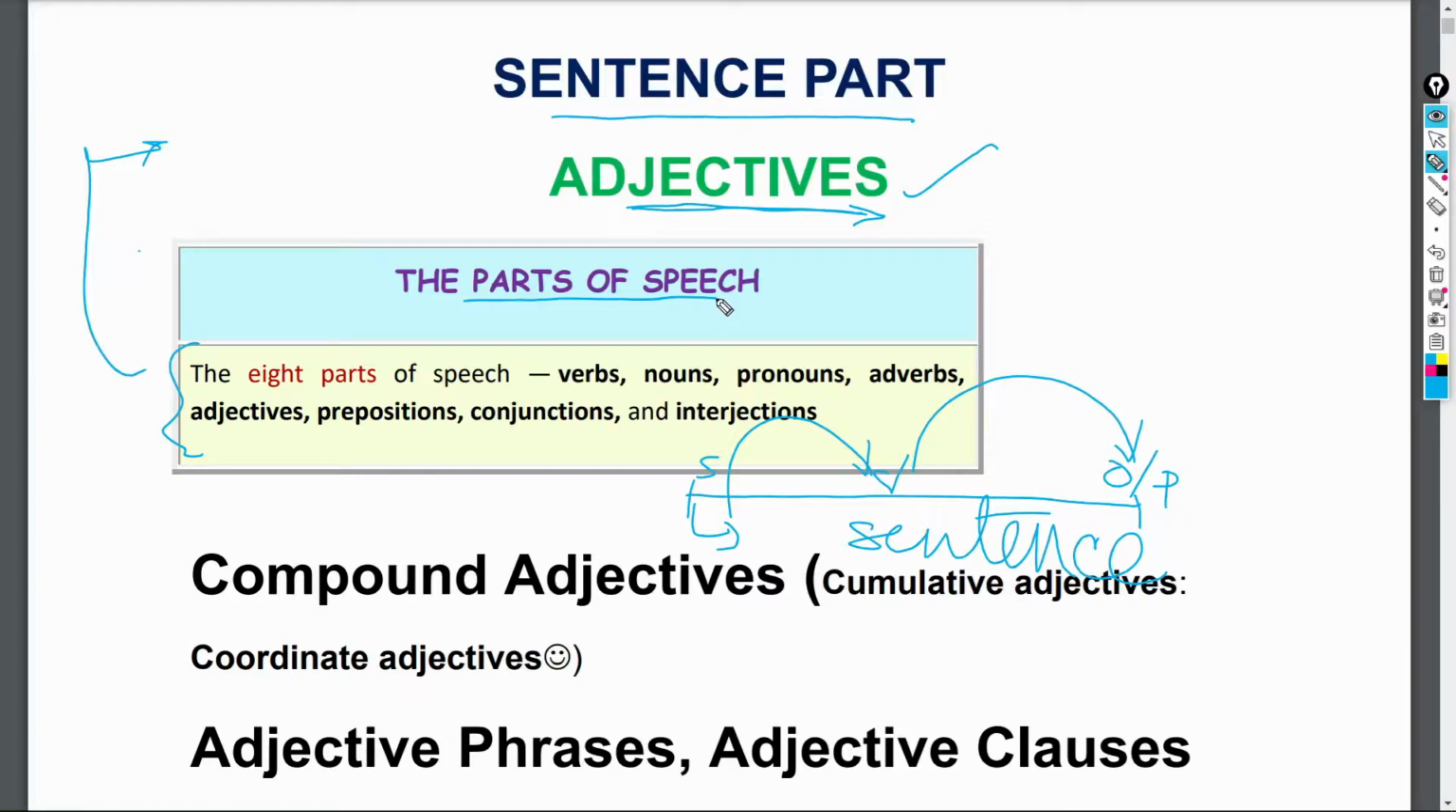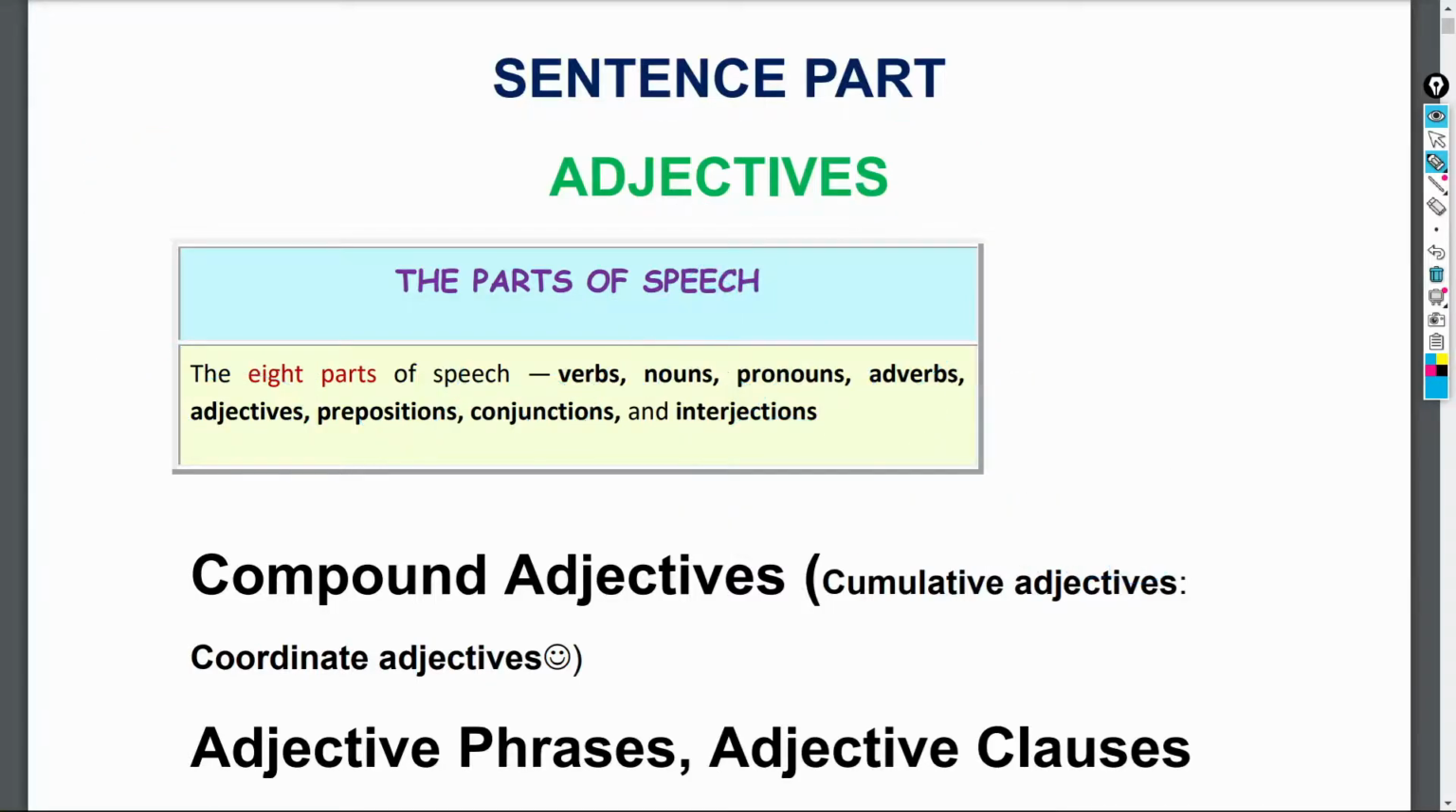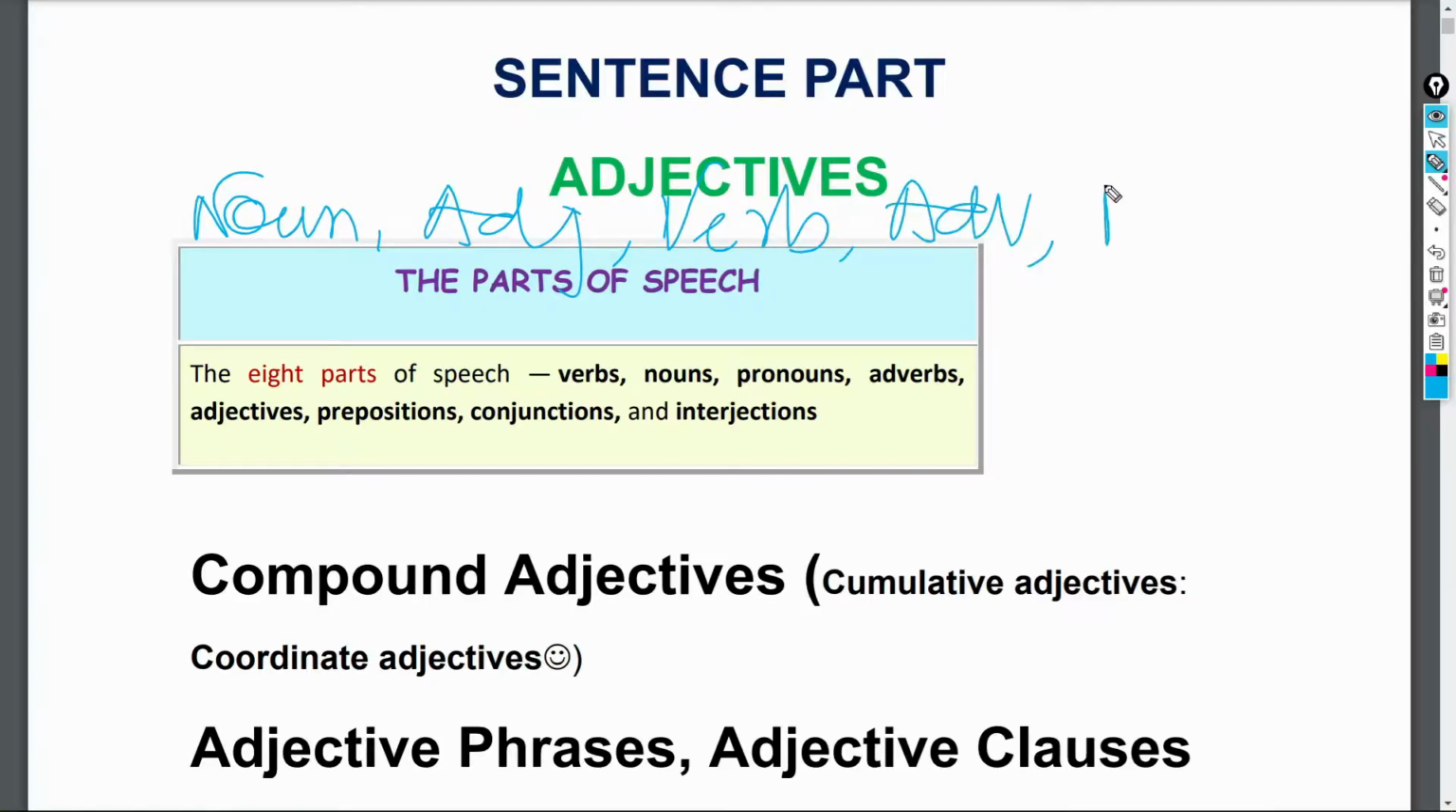Now see, the part of speech is divided into how many parts? So there are 8 parts of speech. So there are noun, verb, pronoun, adverb, adjective, preposition, conjunction, interjection. Therefore, these are the parts. Now today we are going to talk about this adjective. So in the chronological way, we have this division, like the first one is noun, second one is adjective, next one is verb, next one is adverb, next one is preposition, then there is conjunction, there is interjection.